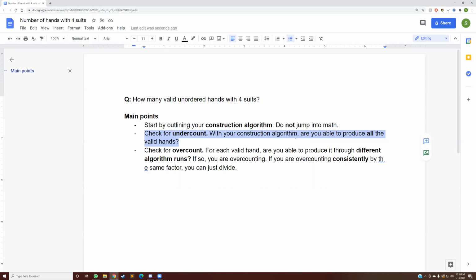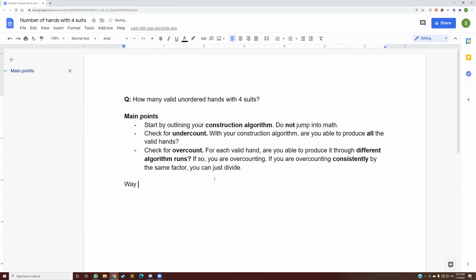With your algorithm, are you able to produce all the valid hands? And then finally, the trickiest case usually is check for overcount. For each valid hand, are you able to produce it through different algorithm runs? If so, you're overcounting. And if you're overcounting consistently by the same factor, you can just divide. Okay, this might not mean that much, so let's go through the examples.